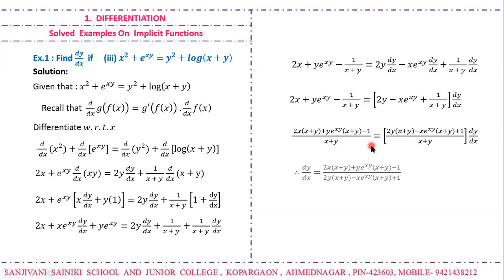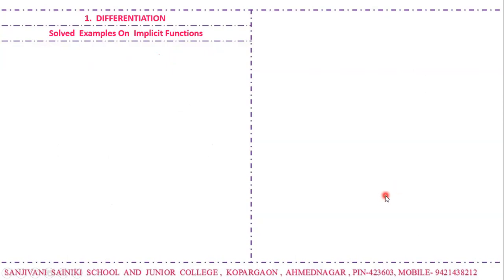So they cancel each other, and then we get dy by dx as 2x in bracket x plus y plus y e raised to xy times x plus y minus 1 upon 2y times x plus y minus x e raised to xy times x plus y plus 1. This is the derivative of the function.